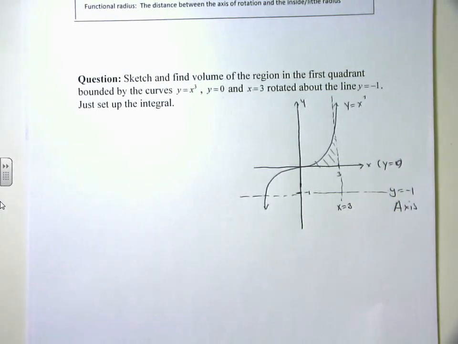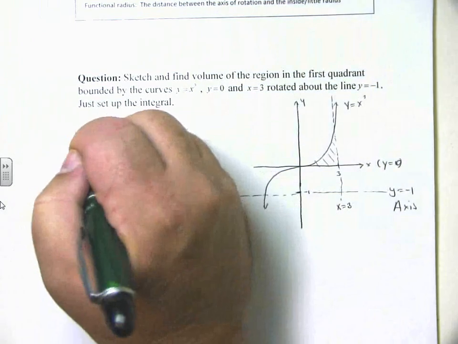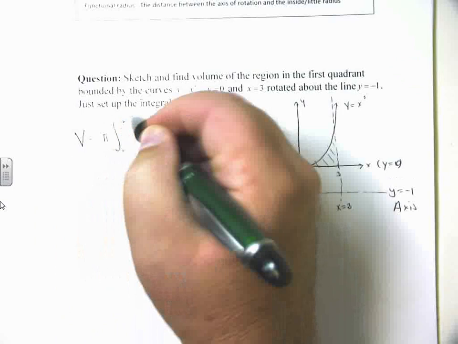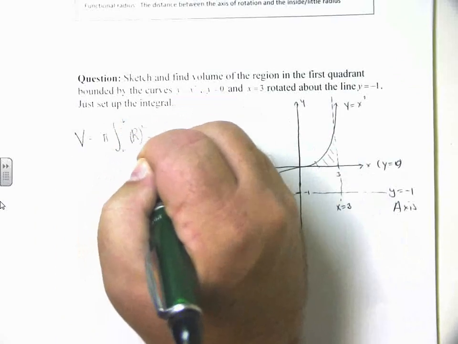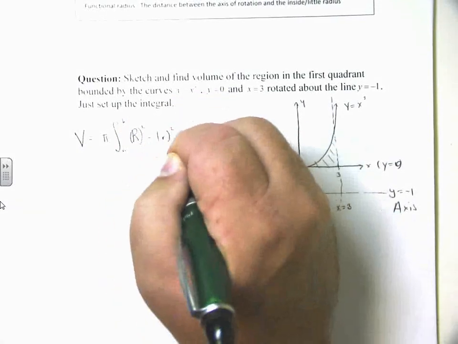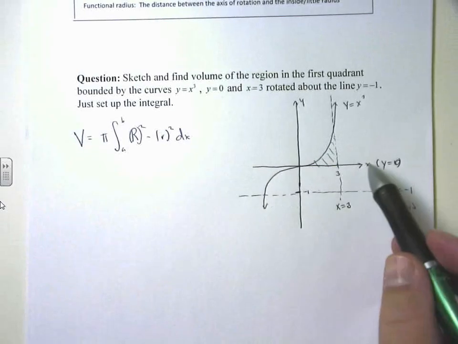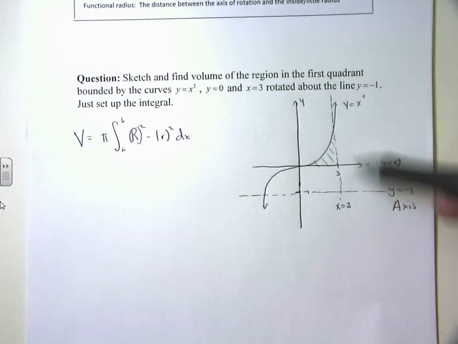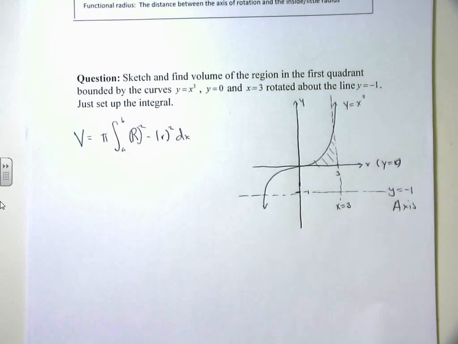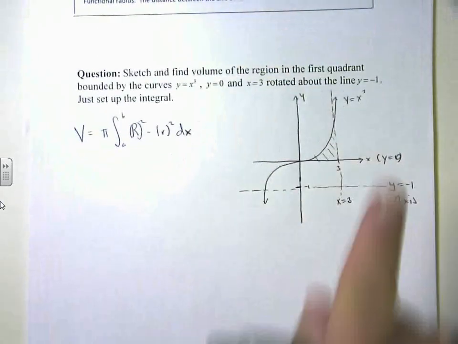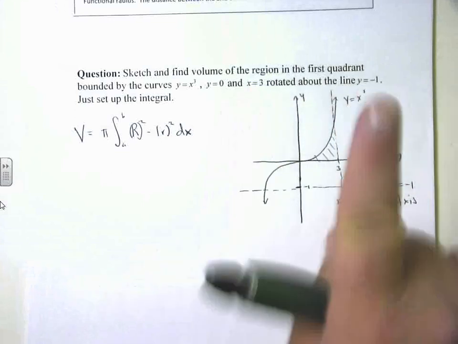So now, the formula for calculating volume is pi times the integral from a to b of my big functional radius squared minus my little functional radius squared dx. The reason why it's dx is because y equals -1 is parallel to the x-axis, and that means we're rotating it parallel to the x-axis, which is the vertical slicing method. So that's why the dx. Parallel to the x-axis, use dx. If I was rotating it the other way using the disc washer method, it would be dy.